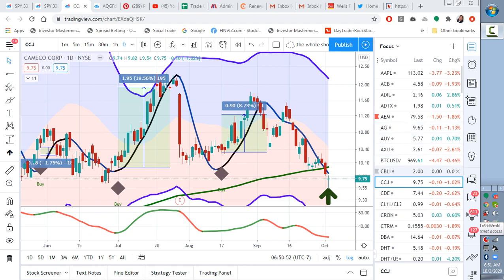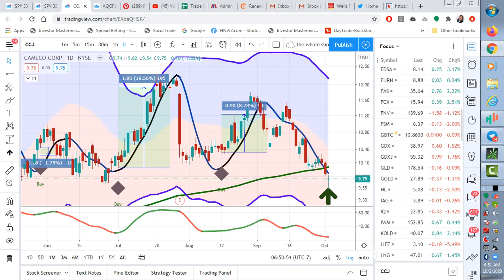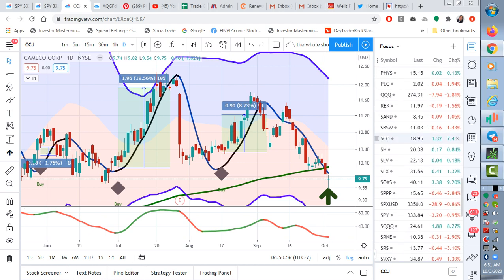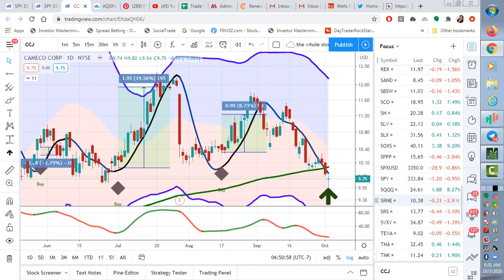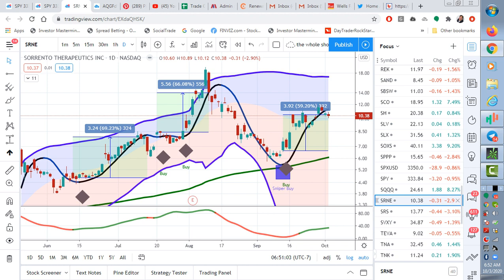Another trade we've been trading a lot, with quite a bit of success, and I don't think this trade's done either because they're involved in some therapeutics. But this is Sorrento, and we've been getting some massive moves on this, and we had a fun time with it this summer, and then it broke down.